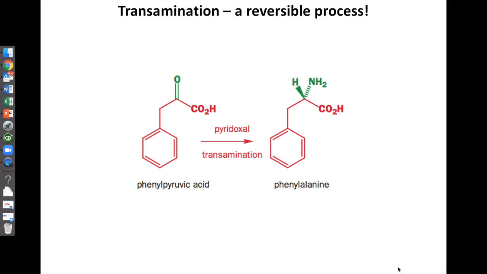Let me jump to PowerPoint for a second to talk about some important reactions of imines in biochemistry, particularly biosynthesis. So transamination is an important biological process. It's part of how your body synthesizes phenylalanine and how it synthesizes lots of neurotransmitters as well.